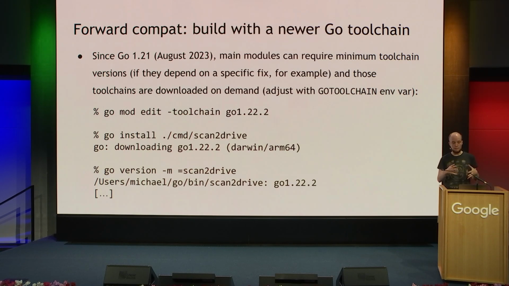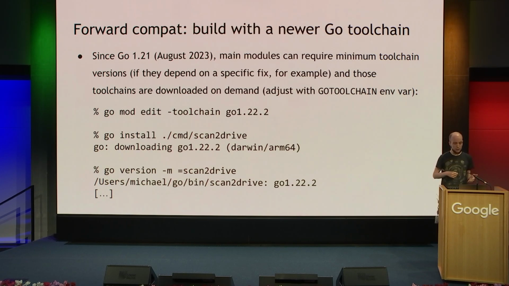That means that a main module can now require not only a minimum language version, but also a minimum toolchain version. For example, if your program turns out to depend on a specific fix. In Go 1.22.2, there was an HTTP-related security fix. If it turns out that my program needs that, it would be good to say go mod edit -toolchain go1.22.2, so that anyone who builds the program will be on at least 1.22.2.